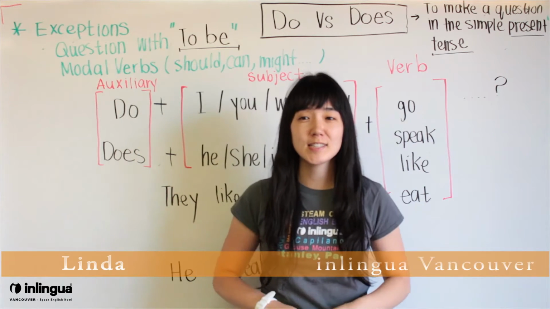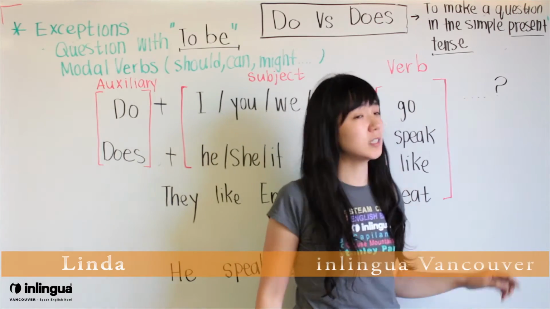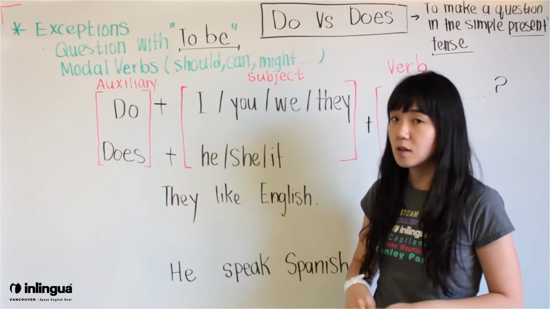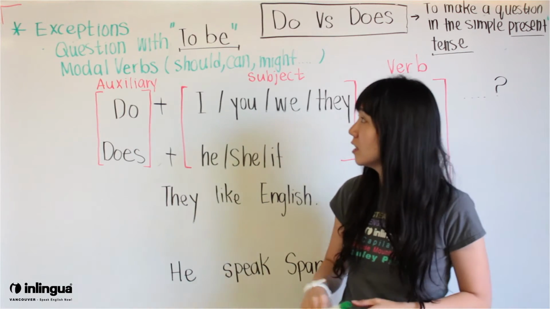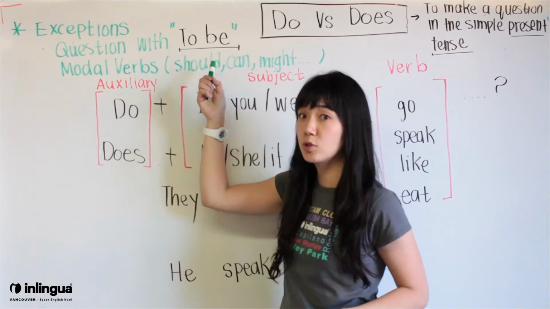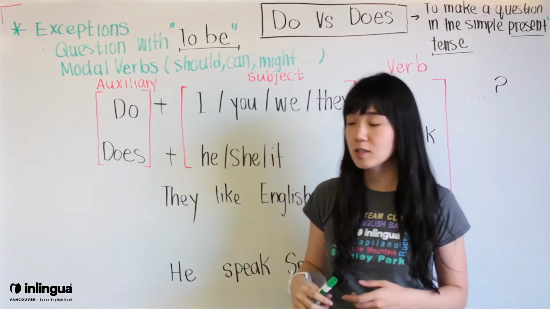My name is Linda, and today I'm going to talk about how to make a question in the simple present tense using the auxiliary verb do and does. One exception when making the question is that you do not use do and does when you have the verb to be or modal verbs such as should, can, or might.